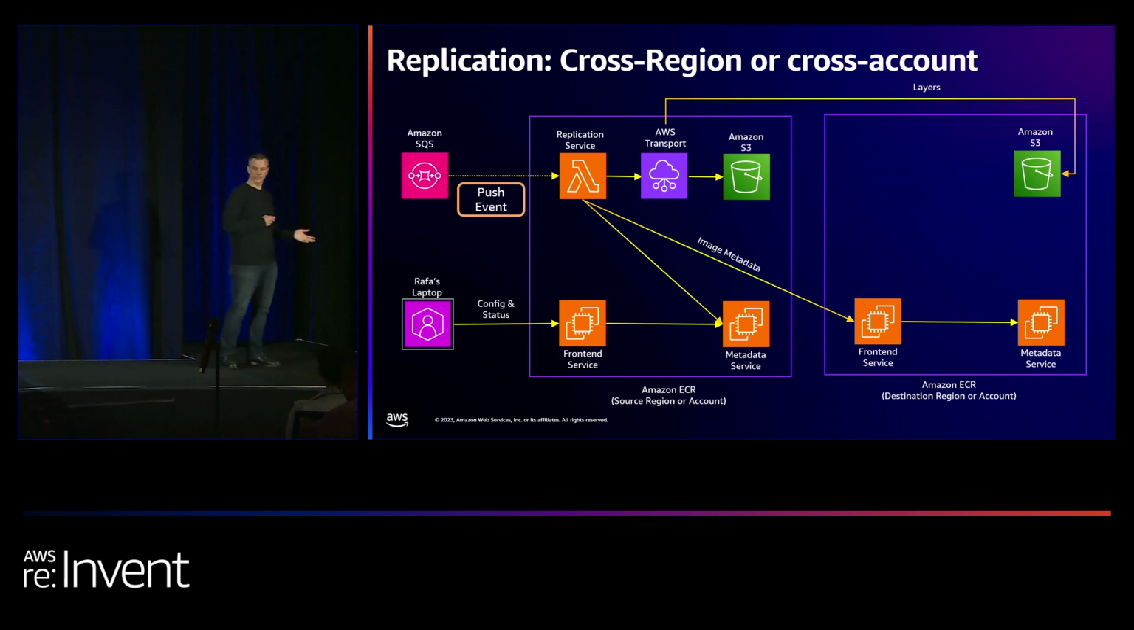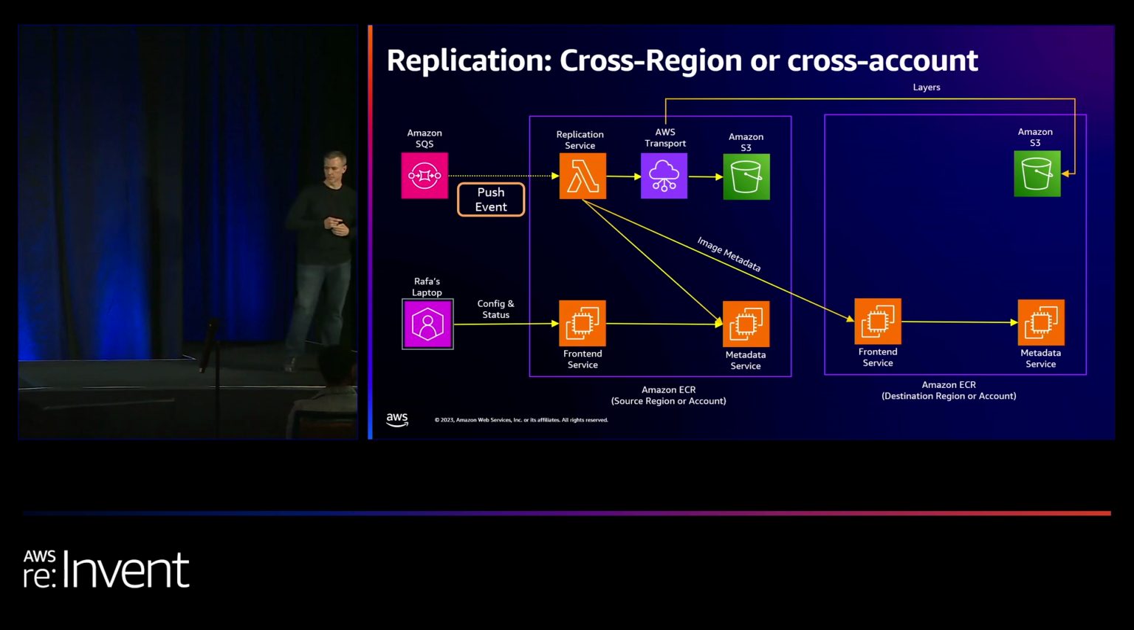Now, like Rafa mentioned, this can be a very time-consuming process. It's relying on the globe and physical links between regions. So we have a nice service internally called AWS Transport. It's not a public service, it's something we can use internally, but it allows us to move data efficiently between regions. So we tell it, take from this S3 bucket, move it to that S3 bucket, and it can move that data efficiently and as quickly as we can based on the channel capacity.